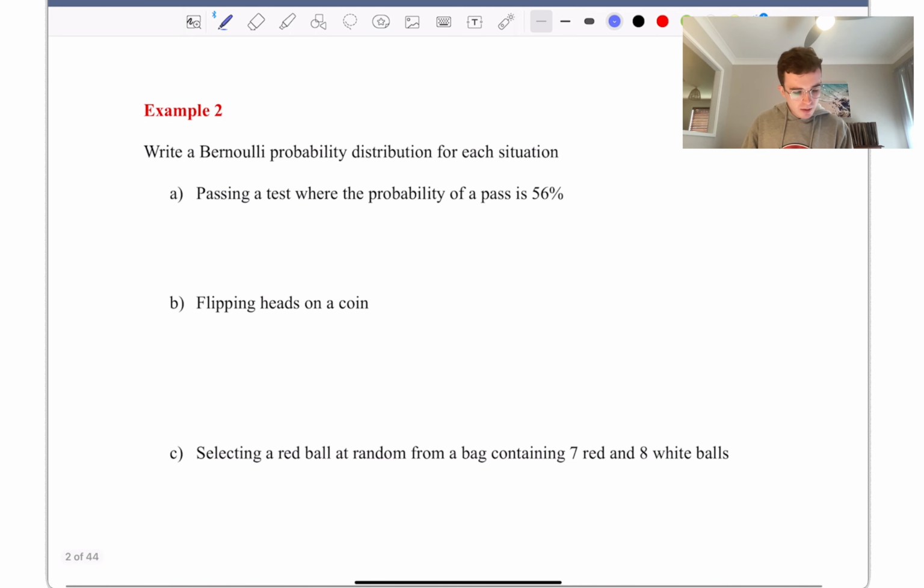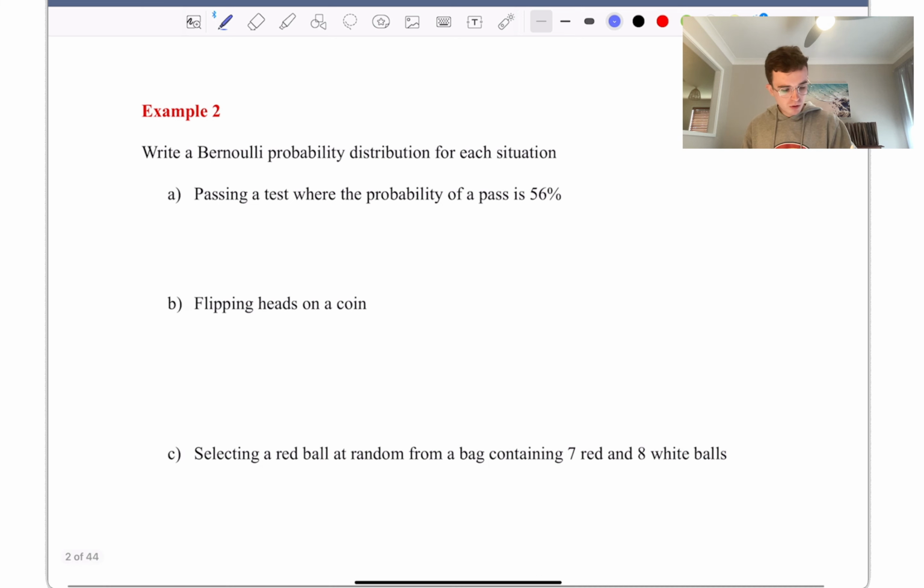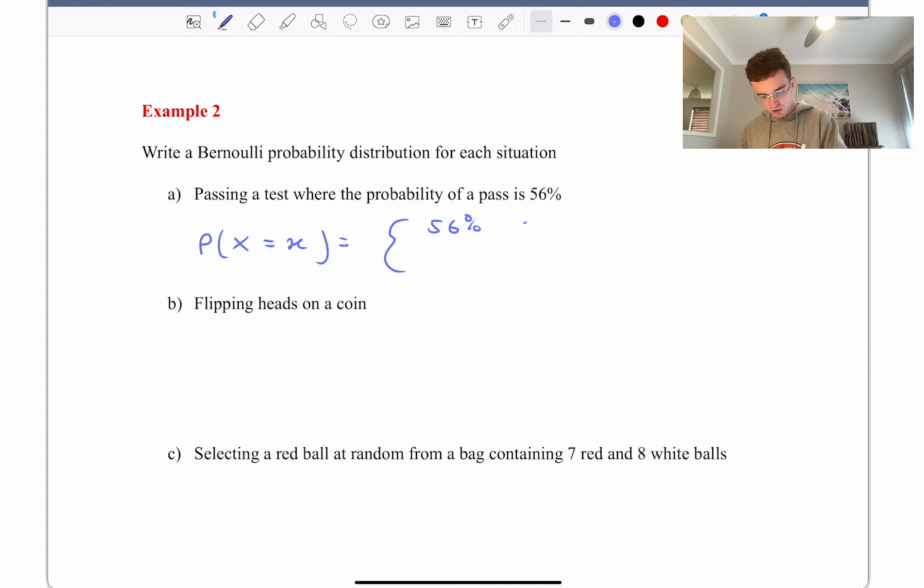Okay. Example number 2, write a Bernoulli probability distribution for each situation. Passing a test where the probability of passing is 56%. So we're going to say the probability of X equaling x is equal to the piecewise function: 56% for a pass, that's for x equal to 1, and 44% for failing, that's when x is equal to 0. And we're going to say to the side where 1 is equal to a pass and 0 is equal to a fail.